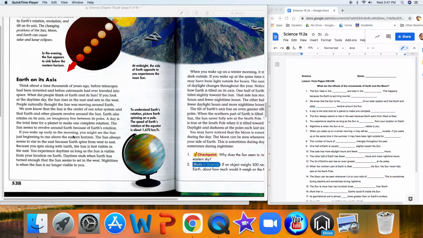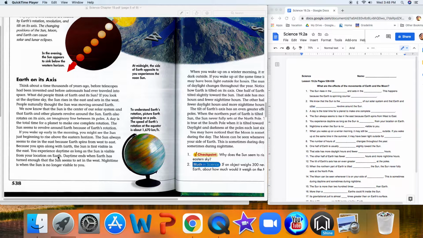If you wake up early in the morning, you might see the sun just beginning to rise above the eastern horizon. The sun always seems to rise in the east because Earth spins from west to east. That's that counterclockwise motion we're talking about. Because you spin along with Earth, the sun is first visible in the east. You experience daytime as long as the sun is visible from your location on Earth.